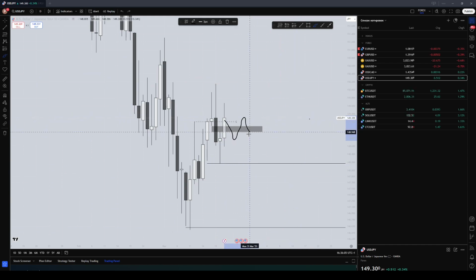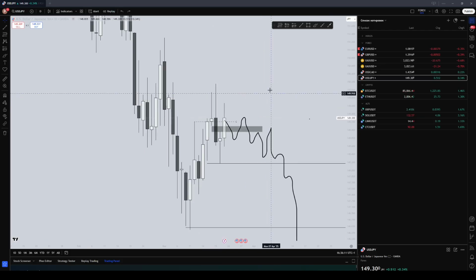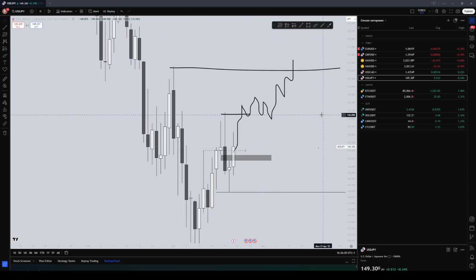Second one, of course, continuation without liquidity collection of this swing high. And the last one is continuation. If price will achieve this, but price will ignore this, then we can look for continuation of the long to this target.